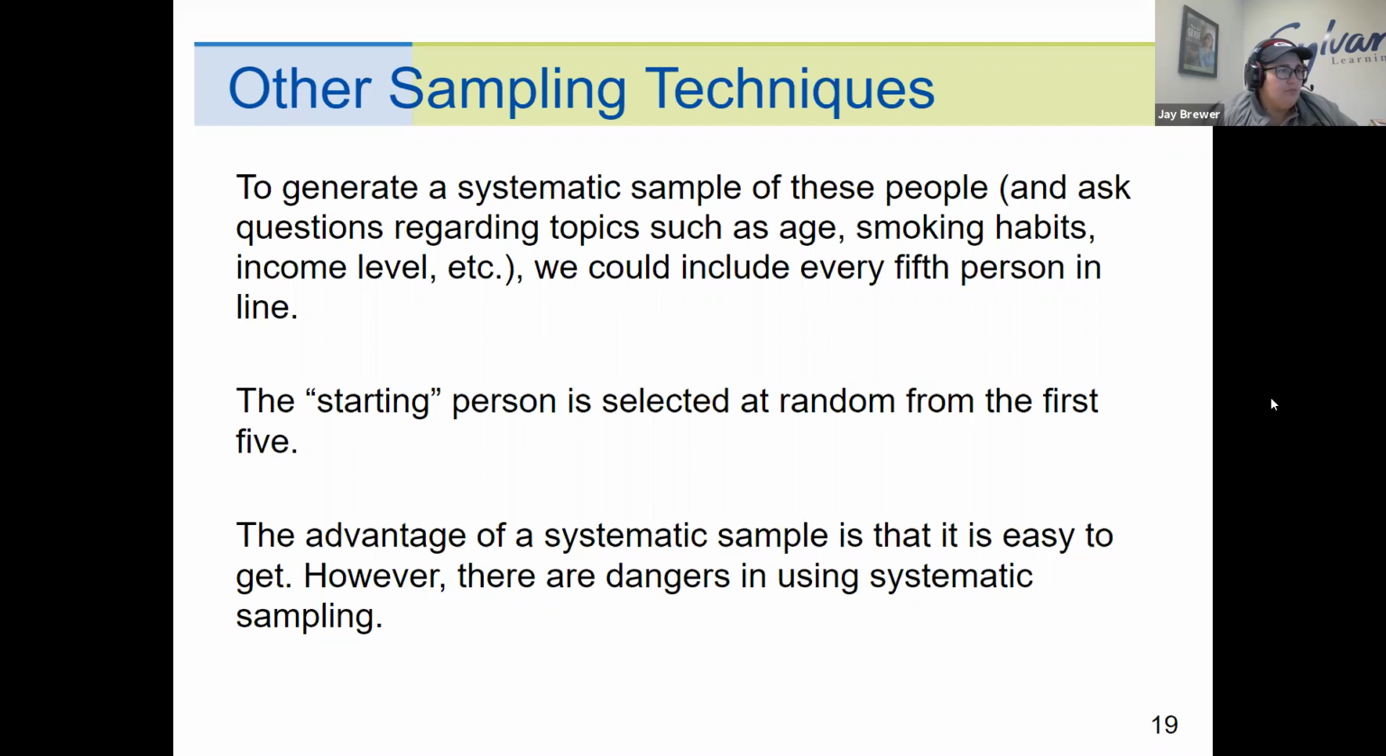Before we get to it, what do you think could be one of the dangers of using systematic sampling? Think about what that technique is, and then maybe think about an example you might use with it, and then that might help you figure out what the danger could be.